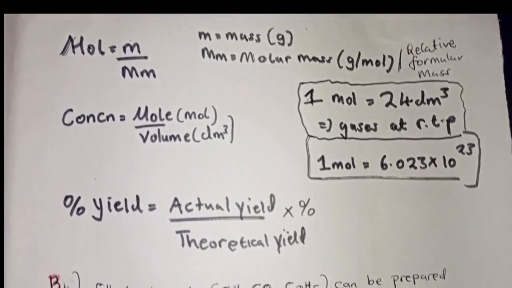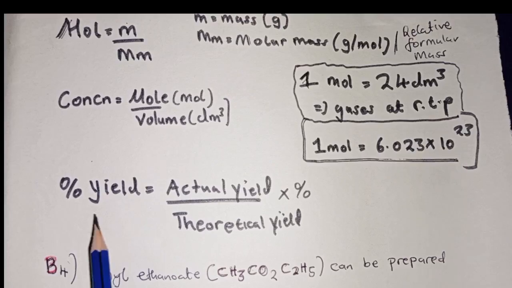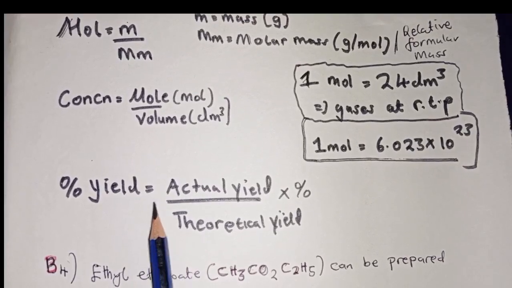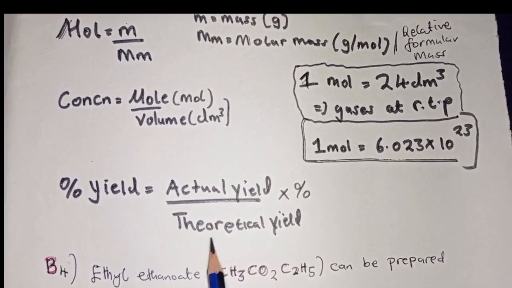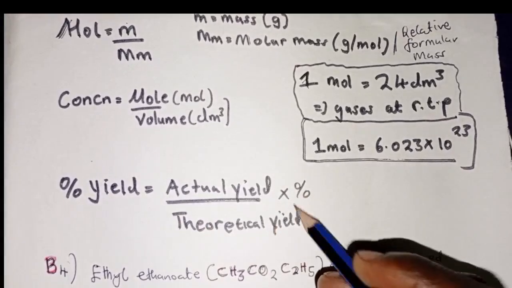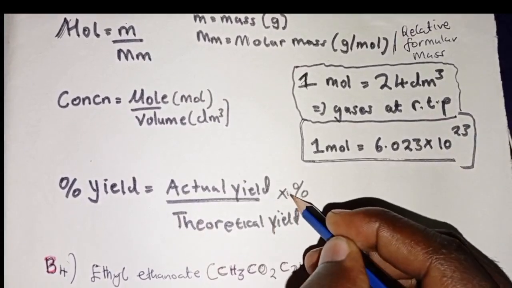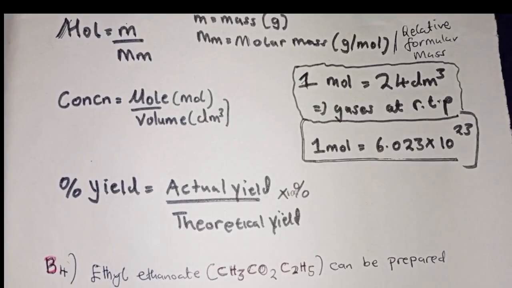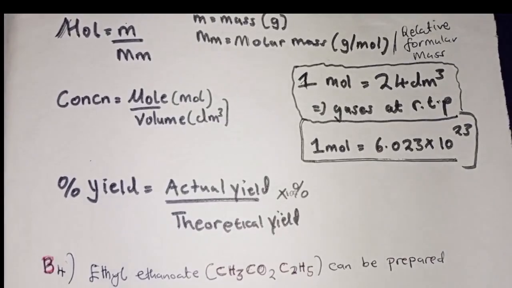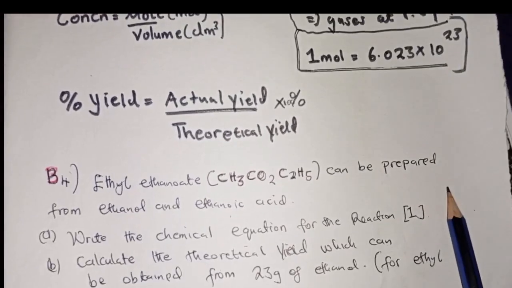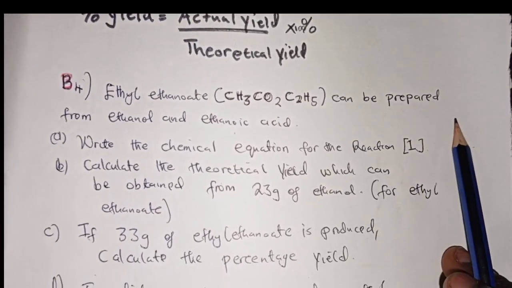Now, the topic of interest that we want to do today is percentage yield. So percentage yield is equal to actual yield over theoretical yield times 100, right? So this is 100%. Let me just write it there, okay? 100%, okay? So we have a question that I want us to do, okay? We'll go through the question together.